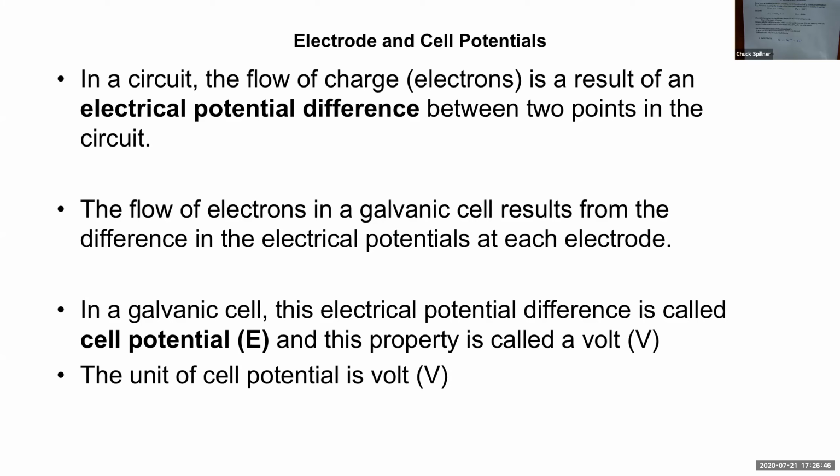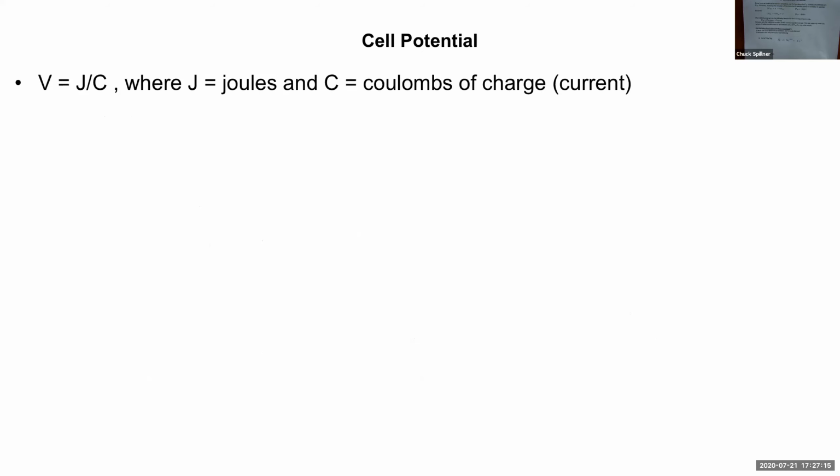So in a galvanic cell, this potential is called the cell potential. And the unit attributed to it is called a volt. We've all heard of volts. You may not think of a volt as being cell potential, but that's what it is. So the unit is the volt. And what is a volt? Let's look at a volt. So it's a potential.